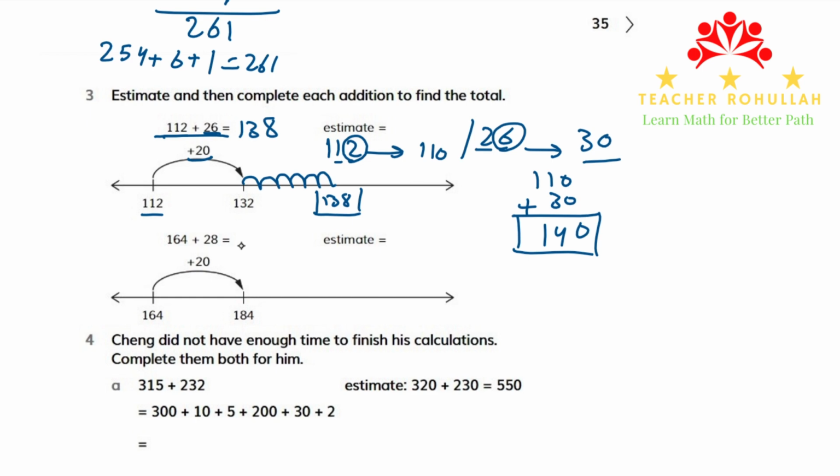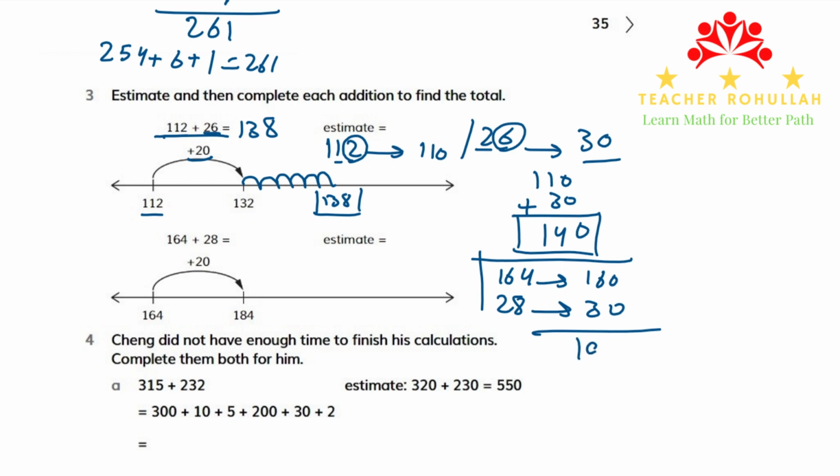In the second addition, we have 164 and 28. Again, if we estimate, we round the two numbers to the nearest 10. 164, if we round to the nearest 10, we get 160 because 4 is 4 or less. And 28 rounds to 30. Now, 160 plus 30 is equal to 190. This is the estimated answer.